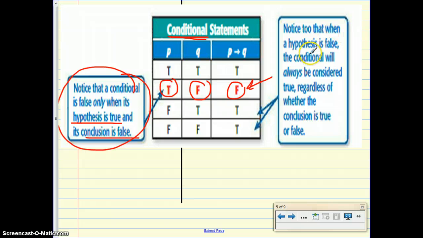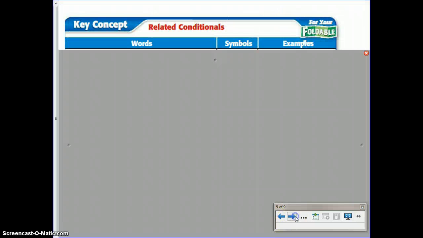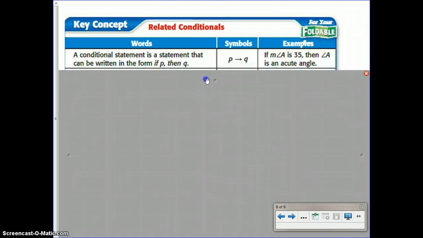Notice also that when the hypothesis is false, so that's here and here, the conditional will always be considered true. So the only time it's false is when the conclusion is false and the hypothesis is true. All right, so let's refer back to that in a moment.